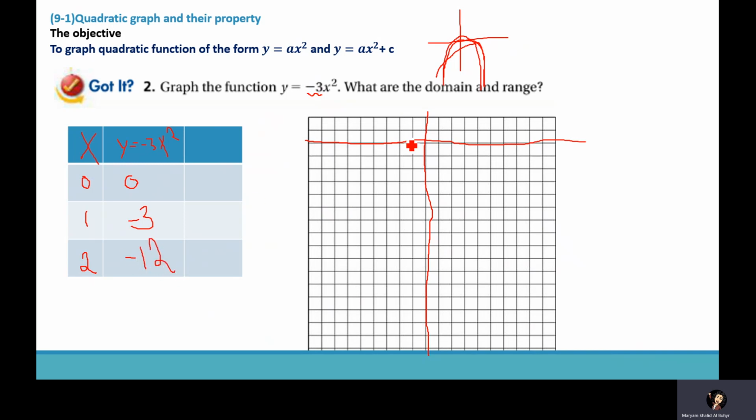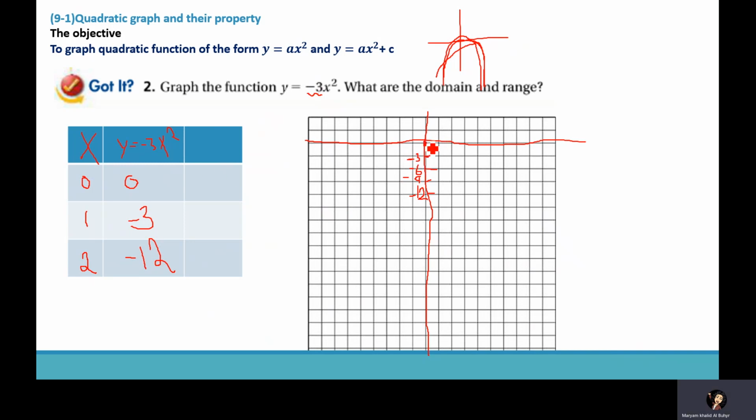Let's graph these points. Again, I'm going to use each square to represent 3. So that is negative 3, that is negative 6, that is negative 9, and now this is negative 12. That's what I need. Now let me sketch this one.